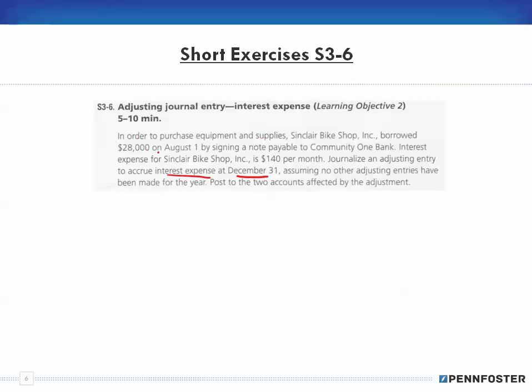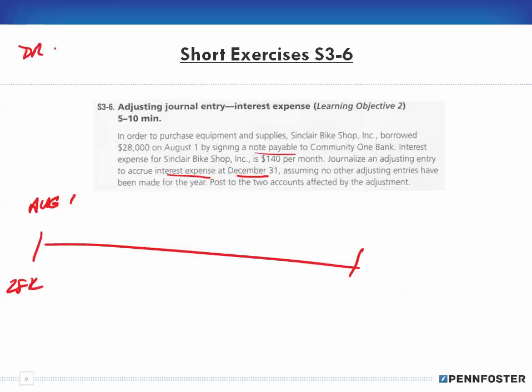So we have a timeline. On August 1st, we're borrowing $28,000, and when we borrow that $28,000, we're signing a note payable to Community One Bank. So that entry on August 1st would have been: we're receiving cash, so we're affecting cash. We're going to debit cash for the $28,000, and we're going to credit notes payable for the $28,000. Okay.